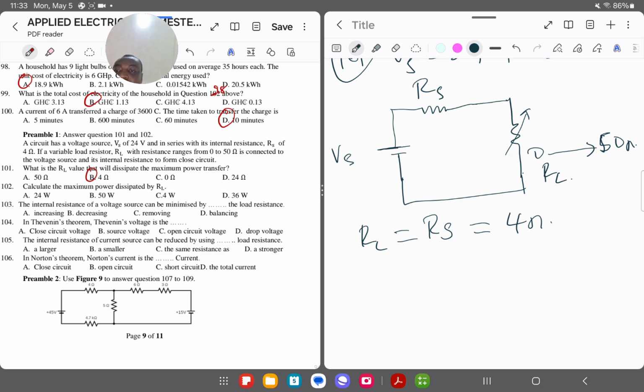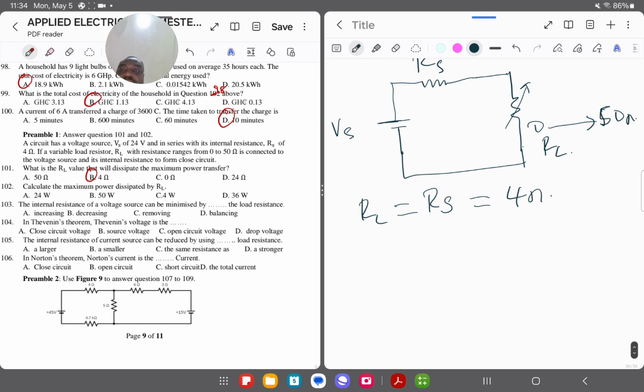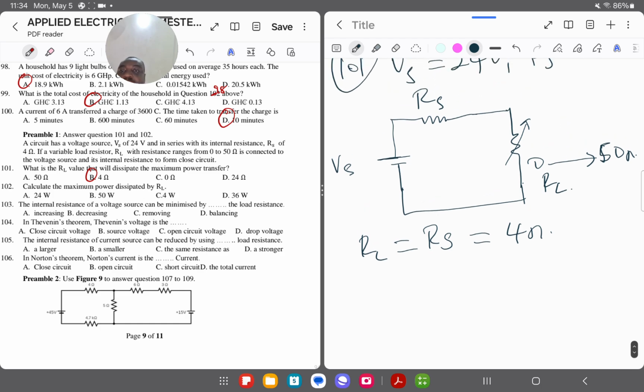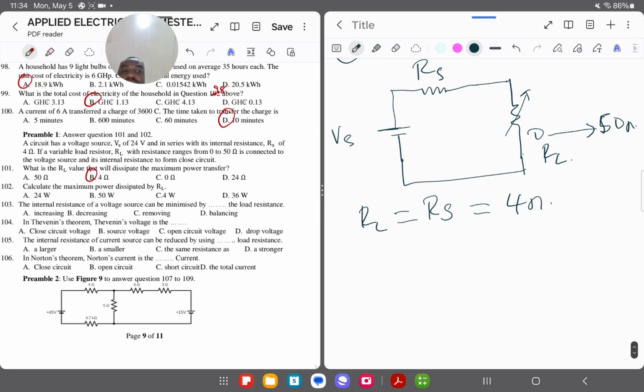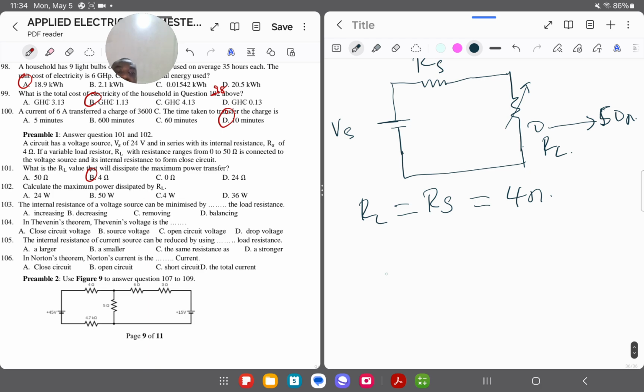Now 102. Calculate the maximum power dissipated by the load. Now that we've gotten this, you are asked to find the maximum power dissipated by the load. Now that we've selected the load resistance to be equal to 4, meaning I can just, let me sketch a new one. So this is 24. This is 4.